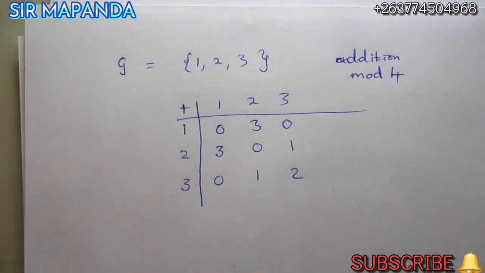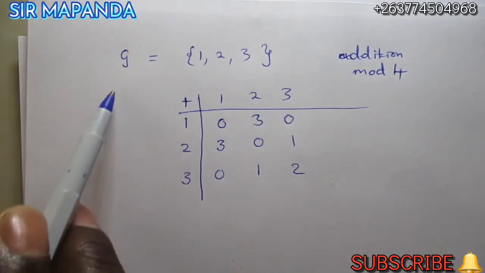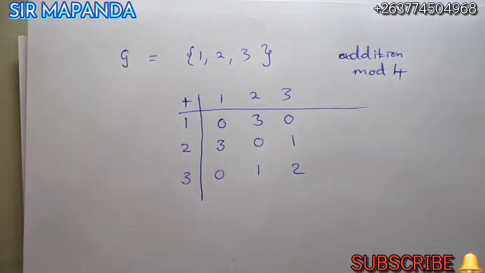So this is what I'm trying to say by closure. The outcomes inside the Latin square, the outcomes inside the Cayley table, right, must be part of the original set. So 0 is a new element. Hence, the set G is not closed. I hope you are following. So I want you to stay tuned as we move on to the next axiom, which is associativity.